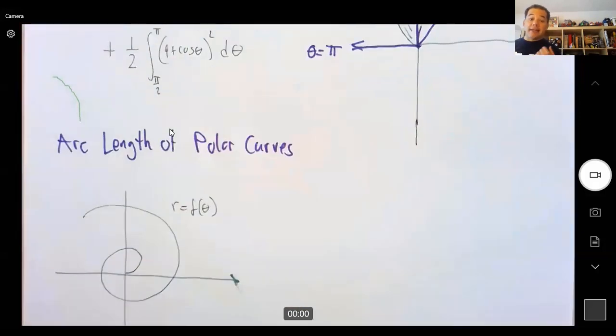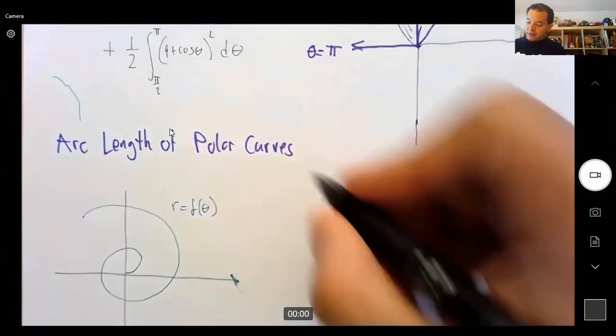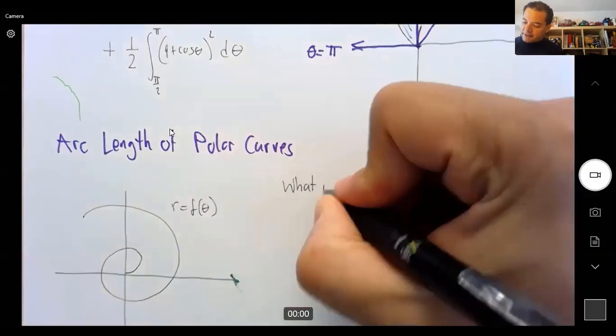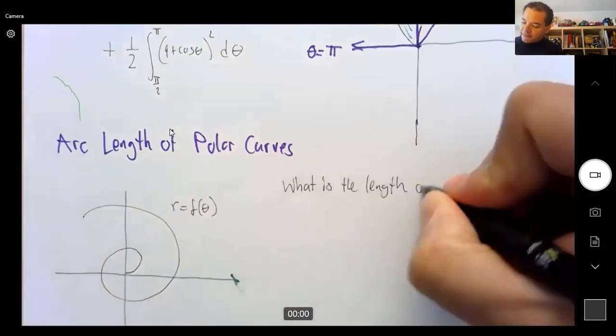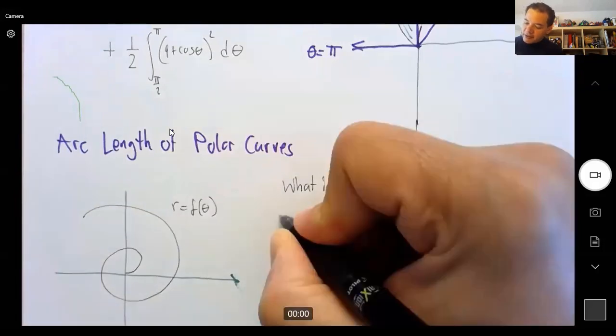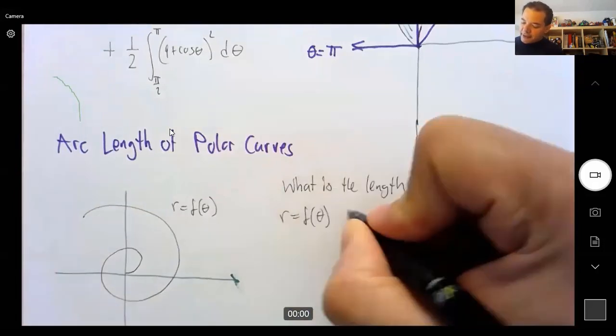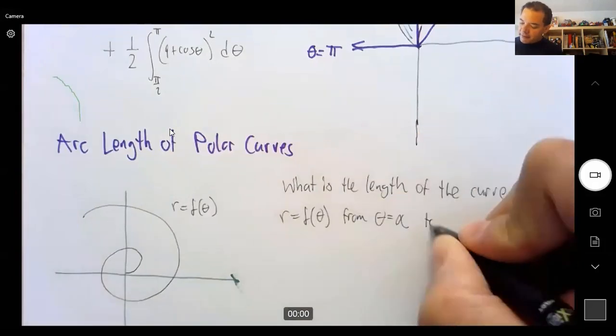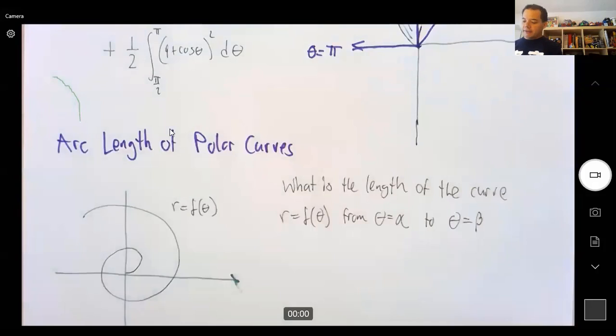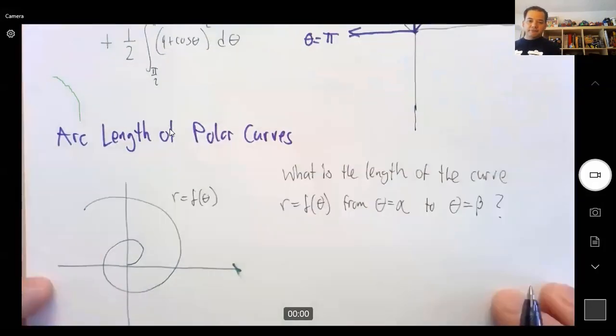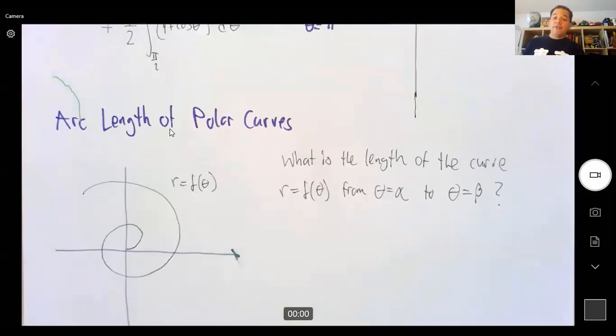So how can we get its length? How can we calculate its length? What is the length of the curve r equals f of theta from theta equals alpha to theta equals beta? Right, that's the question. And it turns out that we already have the tools to answer this question. I mean, there's a little bit of work involved, but not a lot. And that's because we already answered this question for parametric equations. So we already did this for parametric equations.